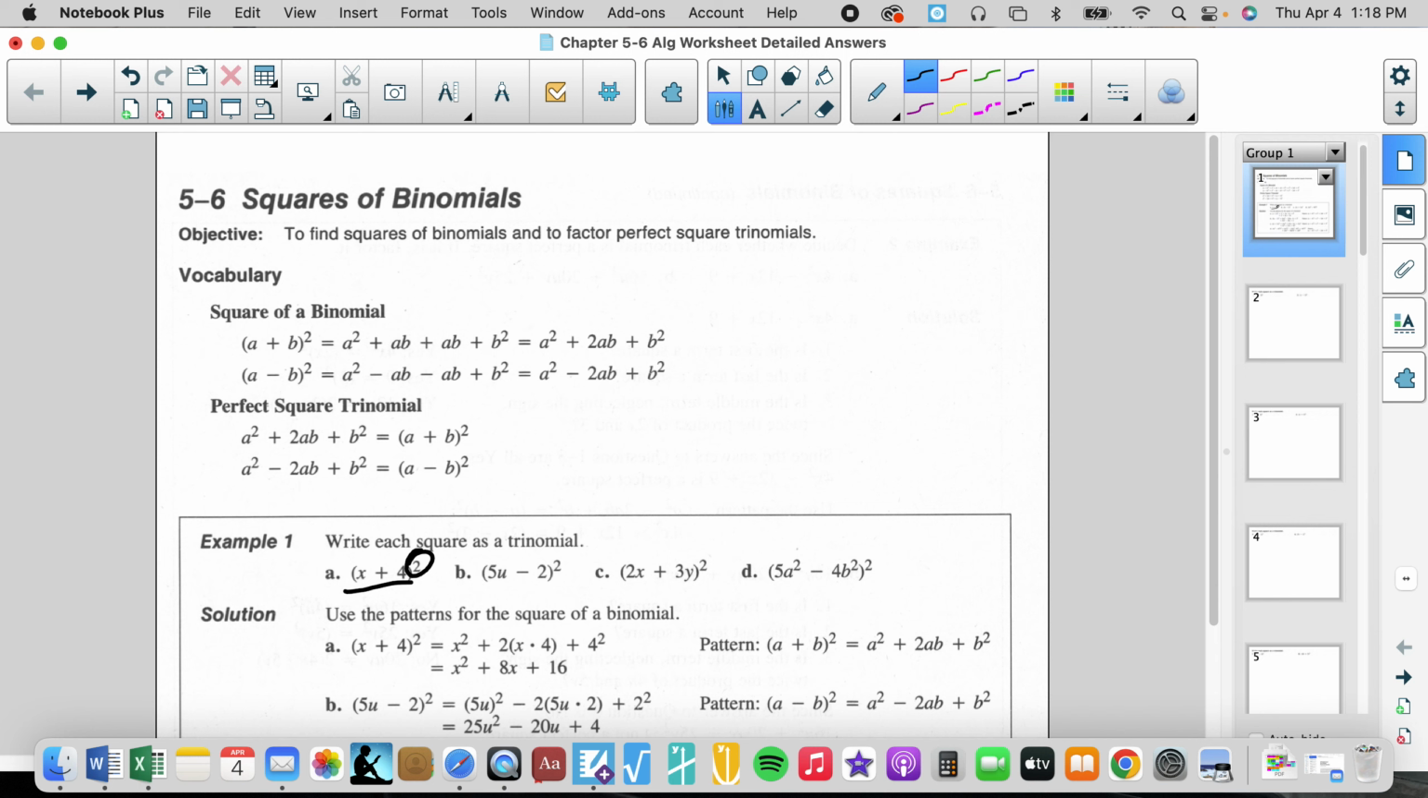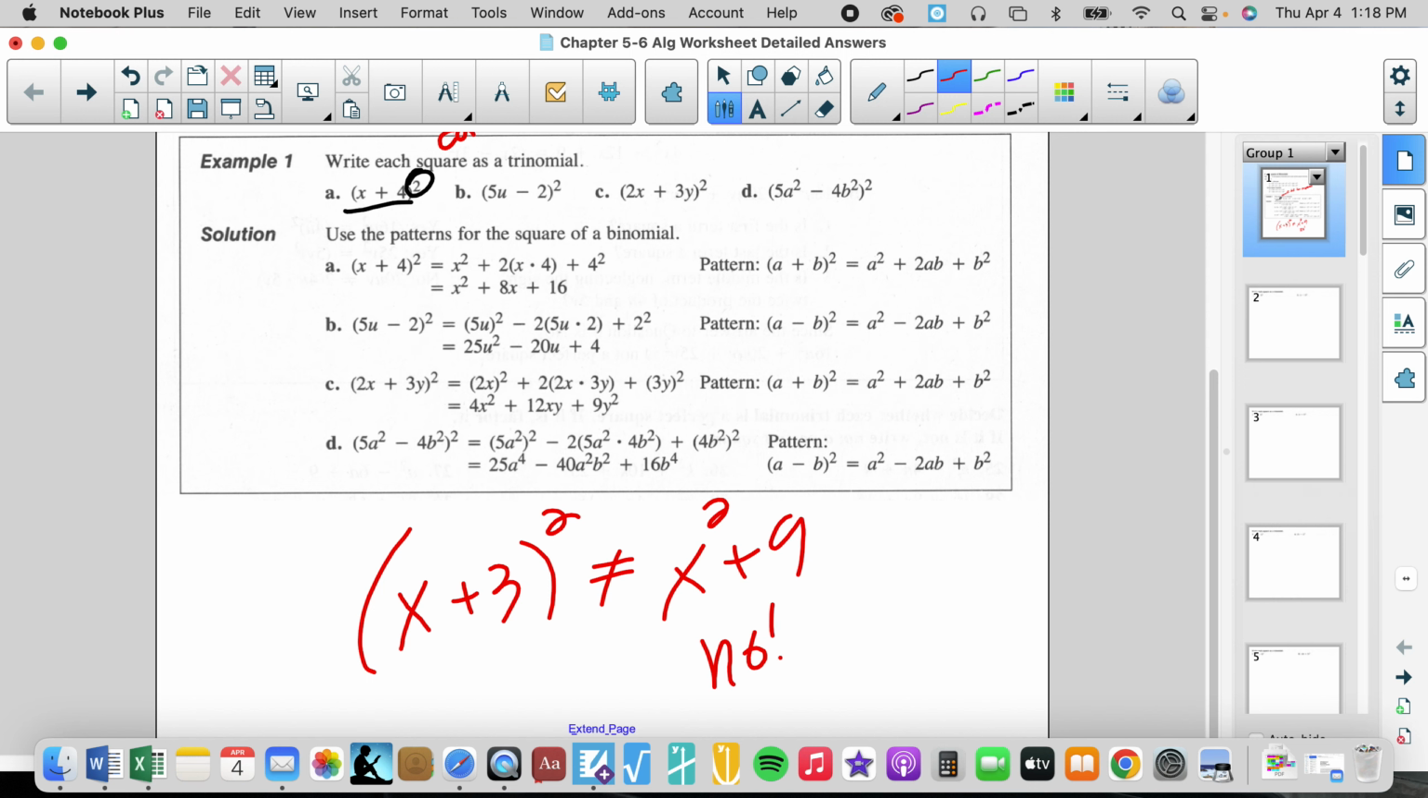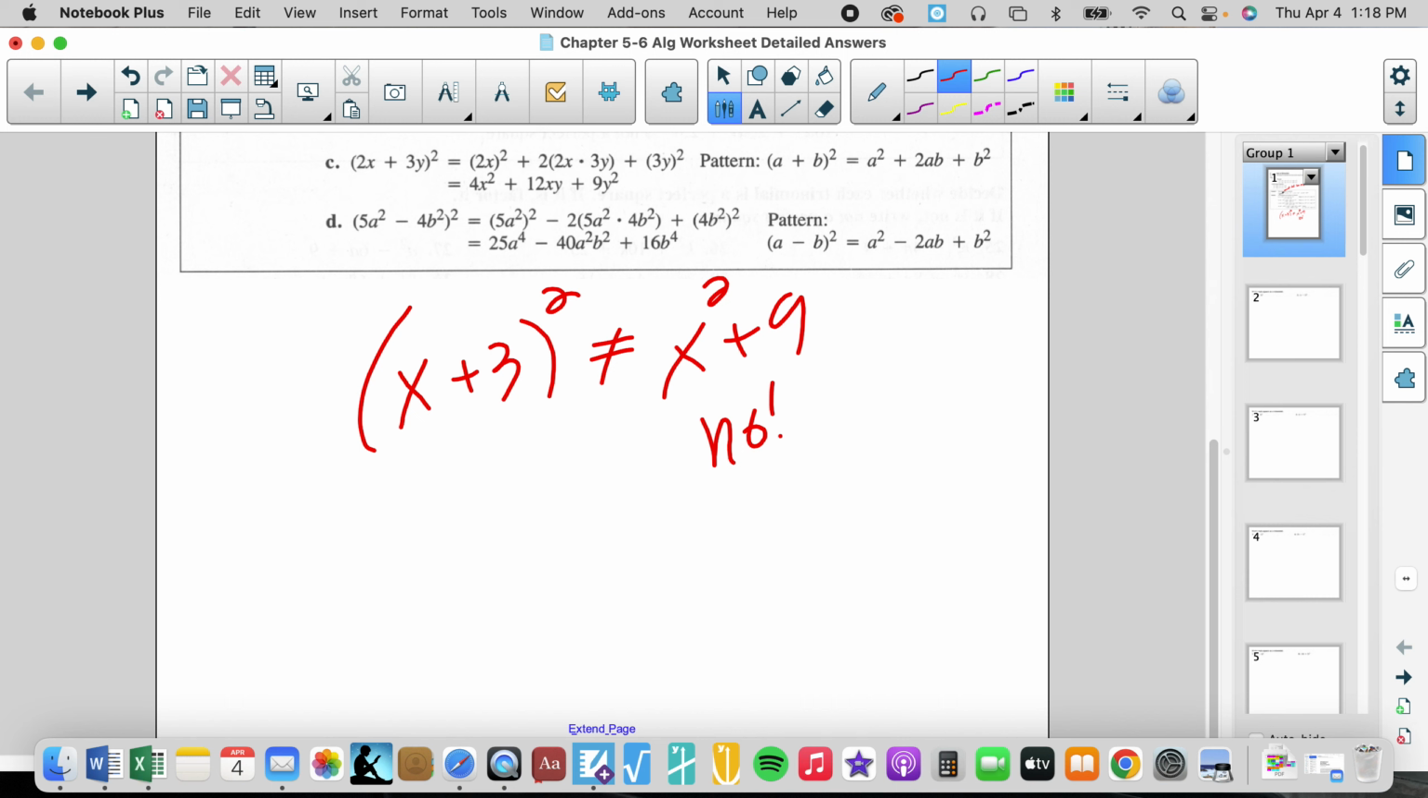We cannot, very important, cannot distribute the exponent. That's where most students make their mistake. That's the bad thing. You cannot. (x + 3) squared does not equal x squared plus 9. No. It is going to be x squared plus 6x plus 9. Yes. So that is a trick that we can use.